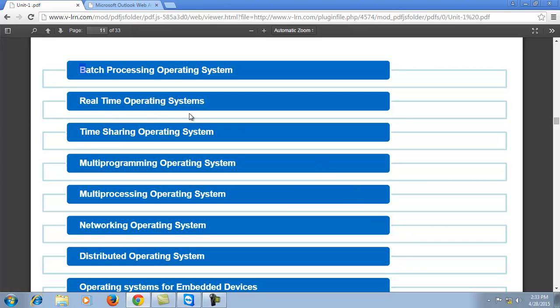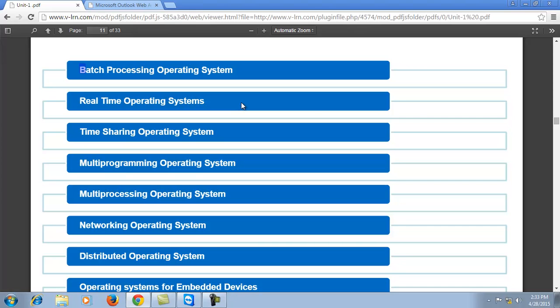Next is the real-time operating system. There are two types of real-time operating system: first is the hard real-time system, and second is the soft real-time system. A hard real-time system commits to execute your task on time and will surely complete it. But a soft real-time system only commits to complete your task, not to the time it will take for completion. These are the real-time operating systems.